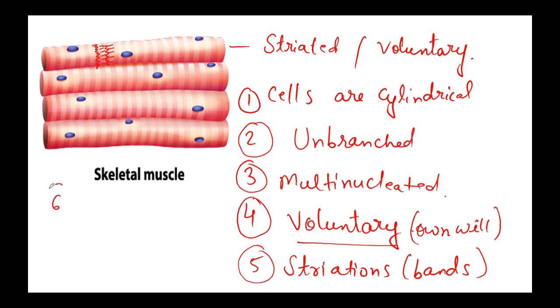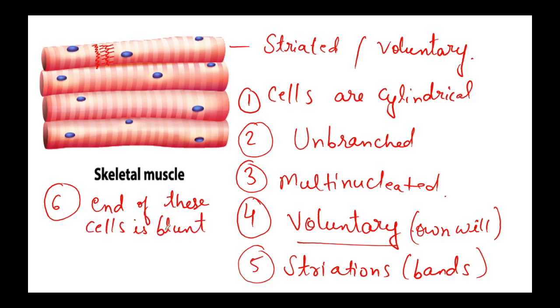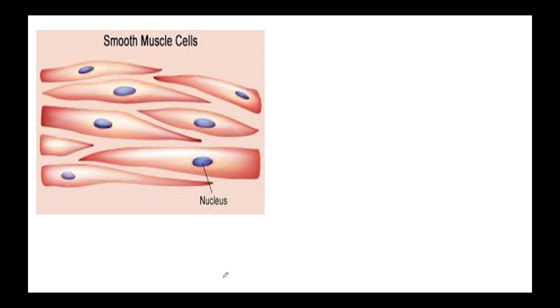Next, characteristic number 6, the end surface of these cells is blunt. Number 7 involves the example or location in our body where such type of muscular tissues are present. Skeletal muscle is present in your hands, legs, tongue, face, neck, etc.